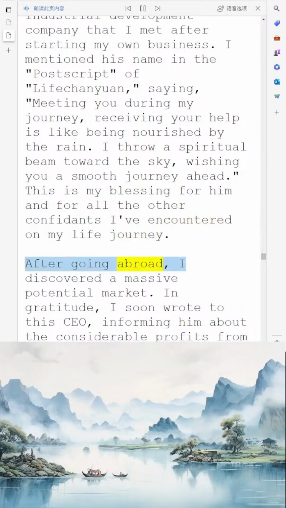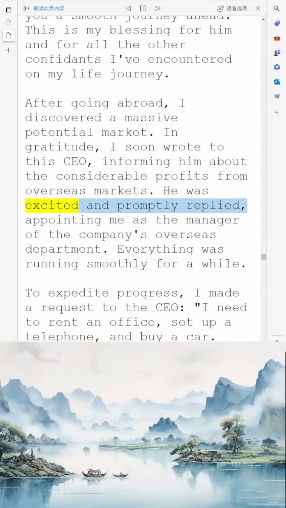After going abroad, I discovered a massive potential market. In gratitude, I soon wrote to this CEO, informing him about the considerable profits from overseas markets. He was excited and promptly replied, appointing me as the manager of the company's overseas department. Everything was running smoothly for a while. To expedite progress, I made a request to the CEO.